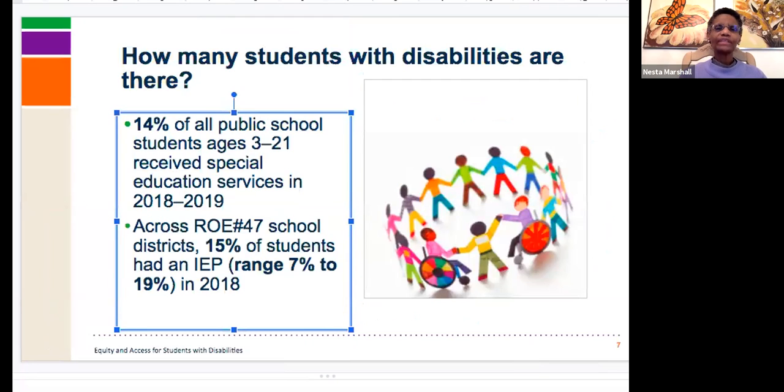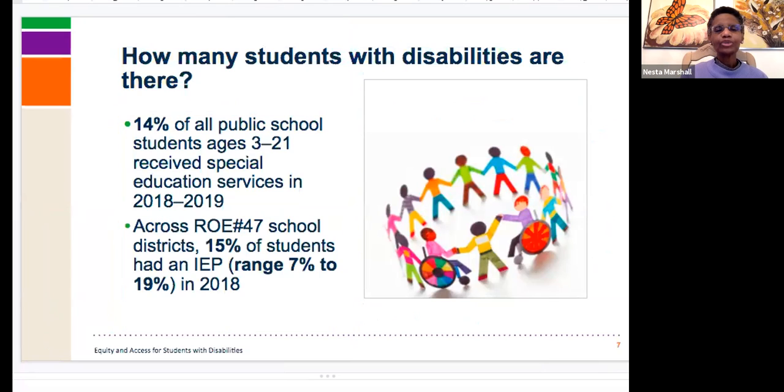So how many students with disabilities are there? In 2018 to 2019, it was found that about 14% of all public school students aged 3 to 21 years old receive special education services. Now, when we take a look at the ROE 47 school districts, 15% of students had IEPs, and that was the data gathered in 2018, with some schools having a percentage as small as 7% and others 19% of their student body. Next slide.